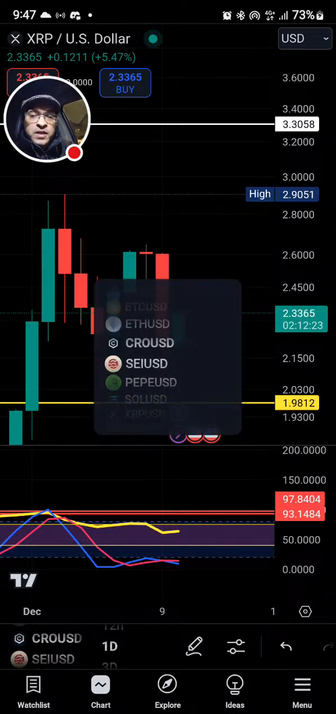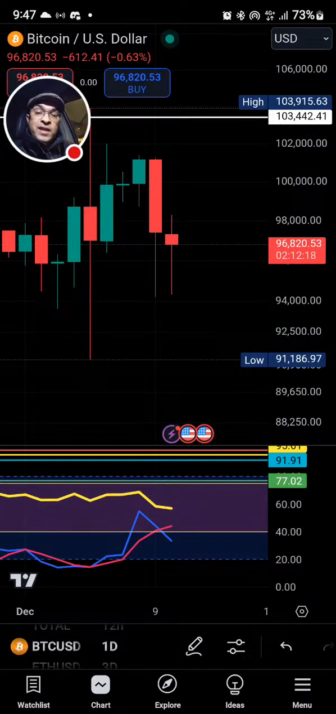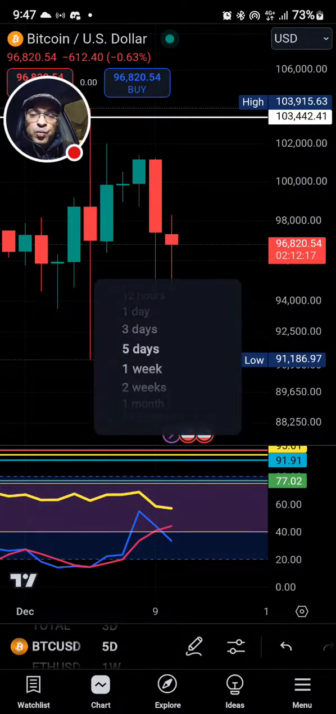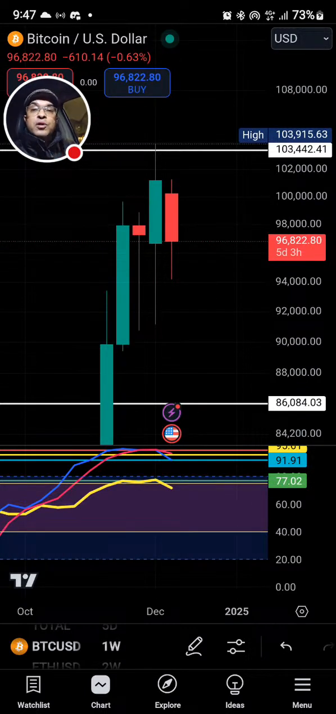So if I go back to BTC, I'm going to leave all of those. This is BTC, and this is on a daily. I'm going to move over to a weekly for you so you can understand what's going on. Back in here, look at the body of this particular candle. It's not a good candle. It is not a good candle. I don't care what anybody says. This is not a good candle.